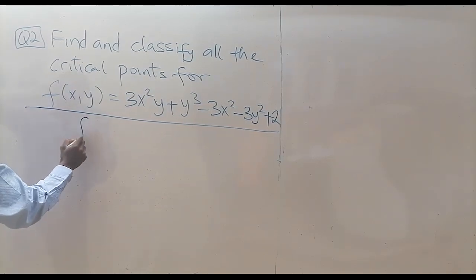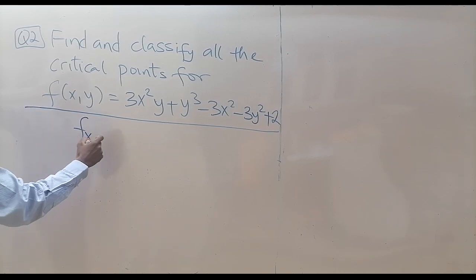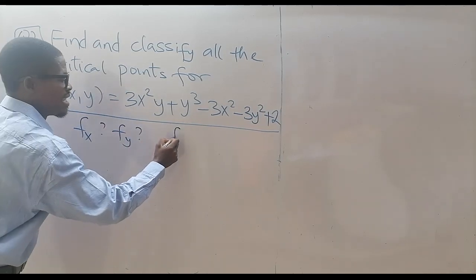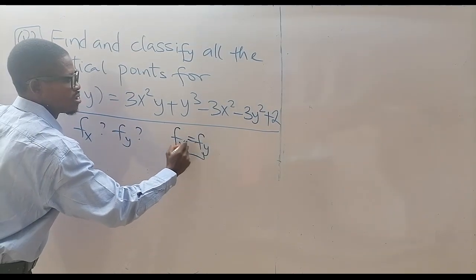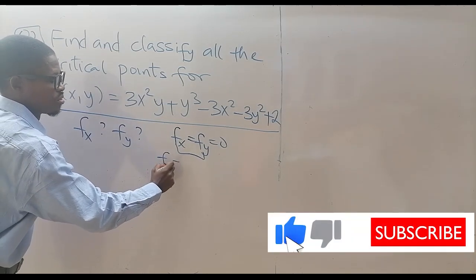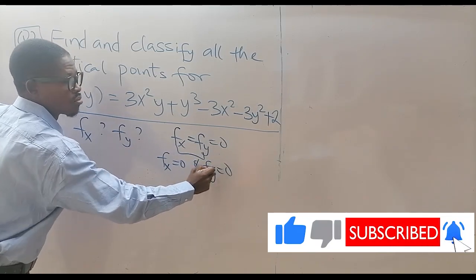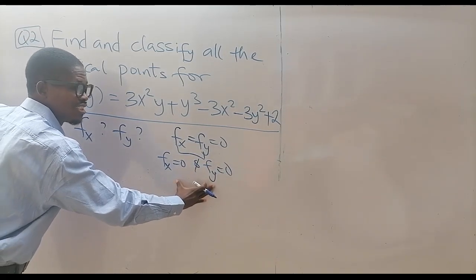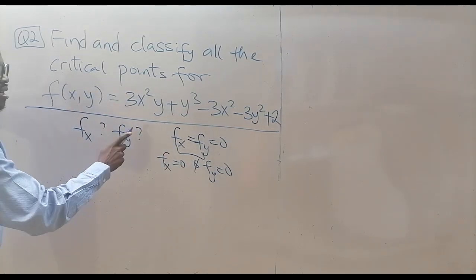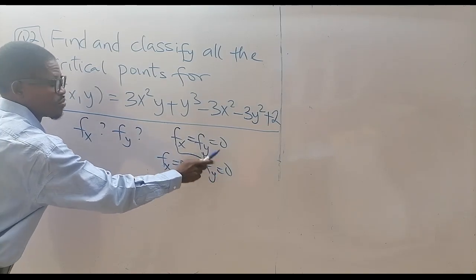To do that, we need to find the partial derivative with respect to x. We need to also find the partial derivative with respect to y. And then we equate them to 0. This means the partial derivative with respect to x is 0 and the partial derivative with respect to y is 0. So we solve these two equations to get the critical points. At critical points, both partial derivatives must be 0.